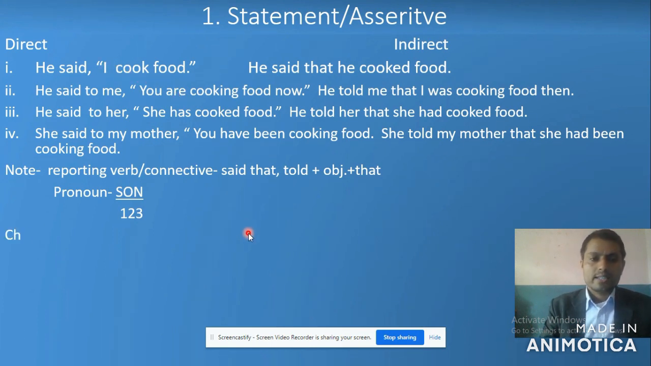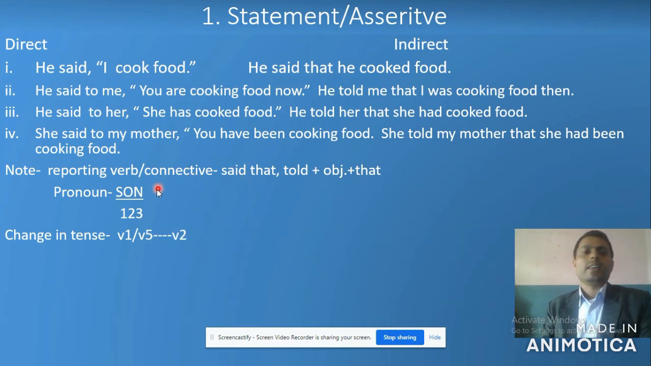Well, now next one. Change in tense. We have made a change in tense as well. Verb one, it means simple present, changes into simple past, verb two. Never forget, it's a very important thing. The simple present verb one changes into verb two, simple past. If there is verb five, it also changes into verb two in indirect speech. Got it?